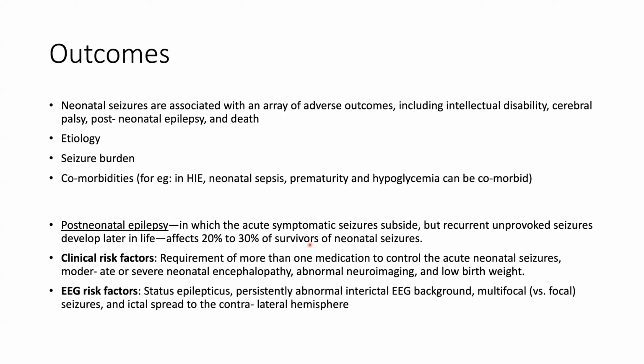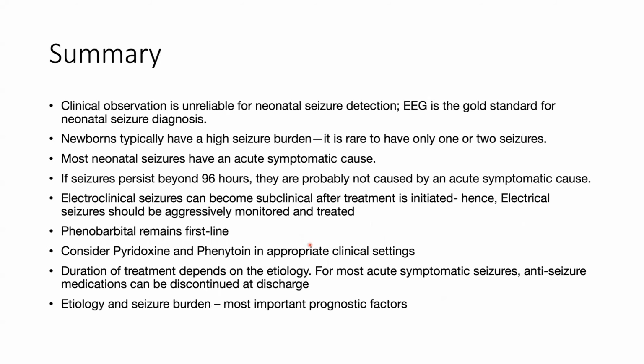As I told you, if more than 50% of a 1-hour EEG epoch has electrographic seizures, then it is called status. So this is a risk factor. Persistently abnormal background. That is why in EEG, background is very important. Multifocal versus focal seizures. So the more hemispheres a seizure affects, the greater the chance of post-neonatal epilepsy, and ictal spread to contralateral hemisphere. So all these are logically possible, and these are risk factors for post-neonatal epilepsy.